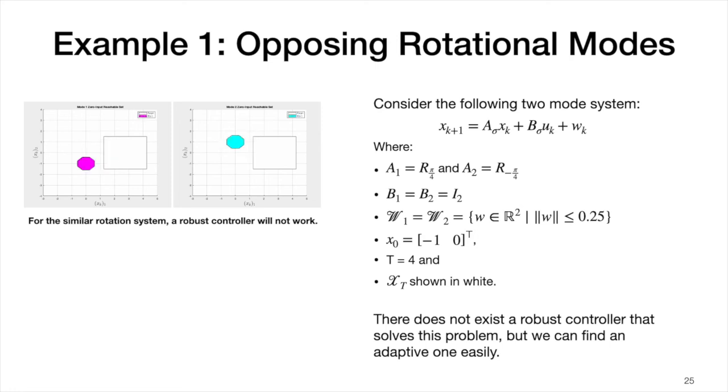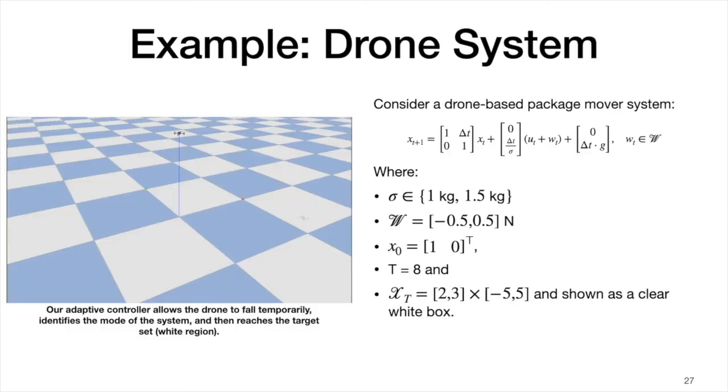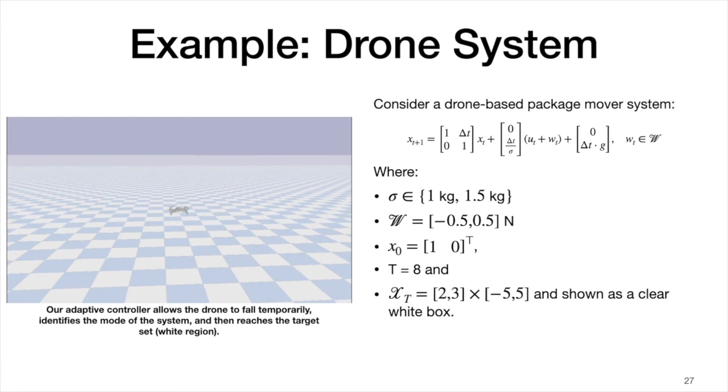Our pipeline finds a solution for this problem with an M star that contains only two values, and this means that the algorithm correctly identifies which way the system is rotating at time t equals 2 and then solves the problem. Secondly, we revisit the problem from earlier, the drone mover problem. Again, this method is able to solve the reachability problem regardless of what the mass is by falling at first while identifying the true mass of the drone before then rising to the target location approximately 2 meters above the ground.